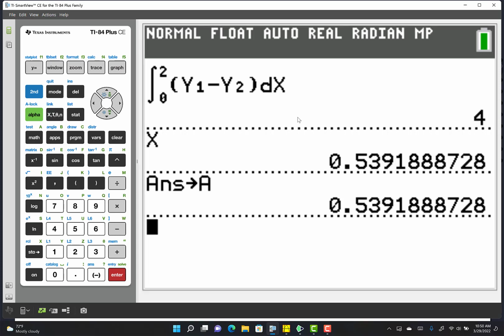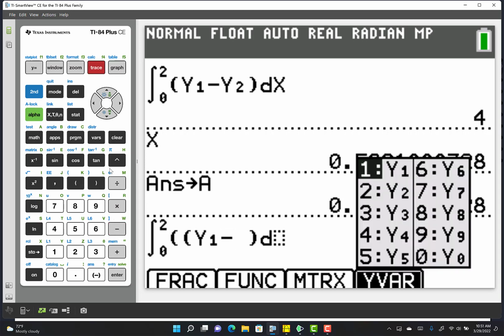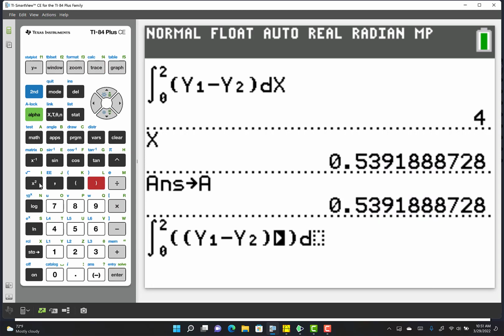Yeah, but we didn't square it. Don't square that number. It's not 4 squared. It's not 16. You need to go y1 minus y2, integral of that squared. I bet you a lot of students made that mistake. Go Math 9, 0 to 2. And then parenthesis, alpha trace y1 minus alpha trace y2. Close it, square, and then put a dx on it.